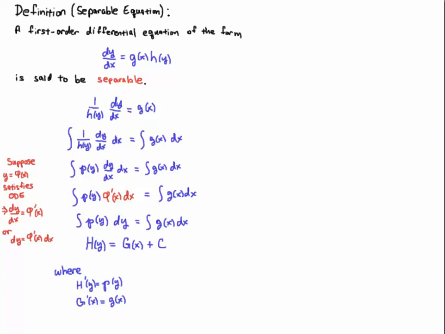Let me just show you what this looks like in terms of an actual differential equation. So imagine you had dy dx equals minus x times y. Well, beautiful. So that's the g of x is minus x and the h of y is y. So I divide both sides by y, and I have dy over y equals minus x dx. Now, that looks a little bit different than what I have here.